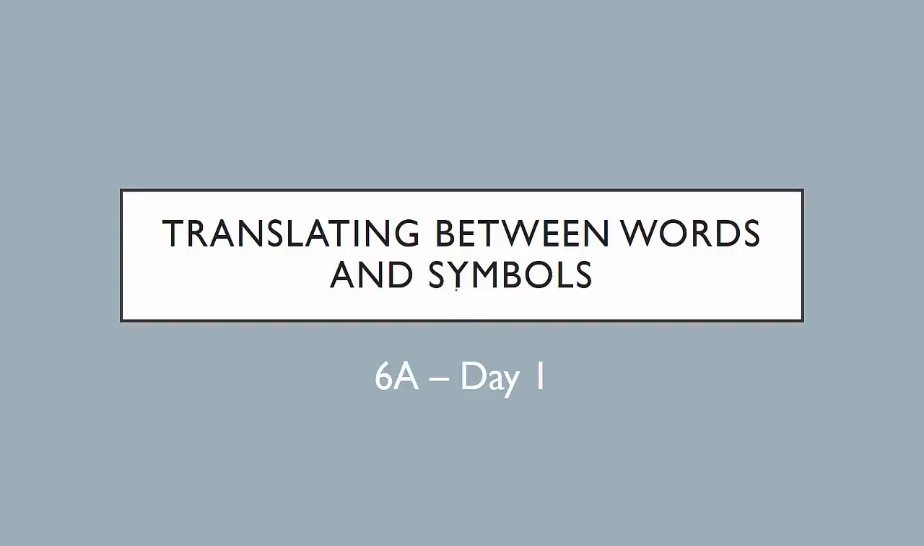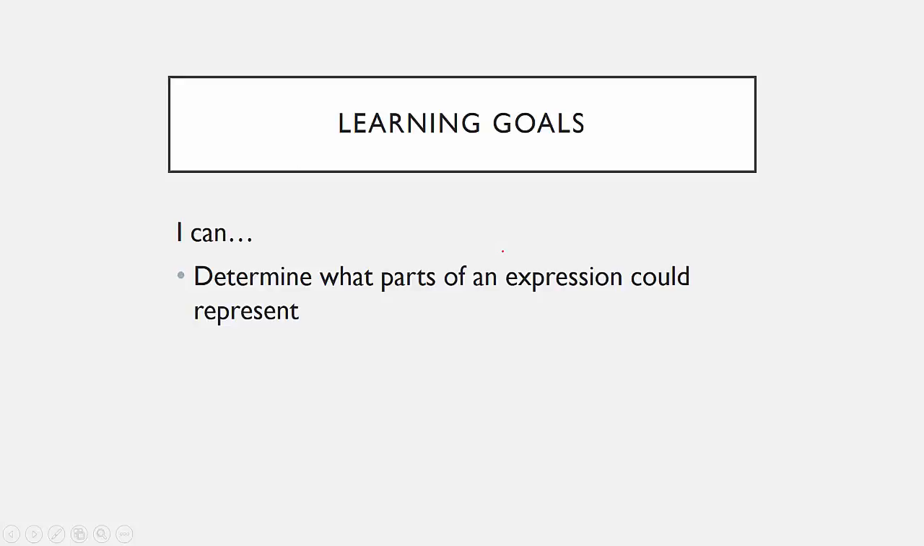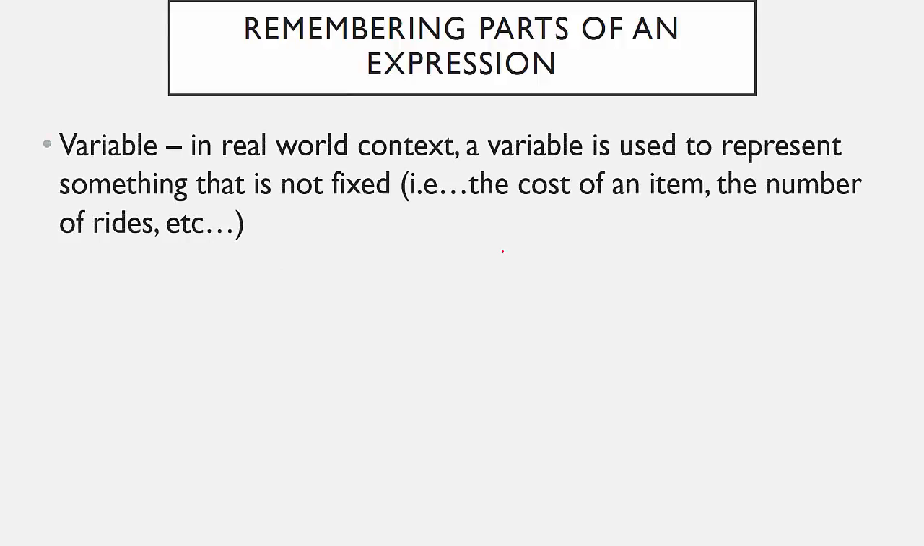All right, so we are doing 6A day 1. We're translating between words and symbols. So your learning goals, you only have one, and that's I can determine what different parts of an expression could represent or does represent. All right, so as far as parts of an expression, there's two main things that you're going to be focusing on.